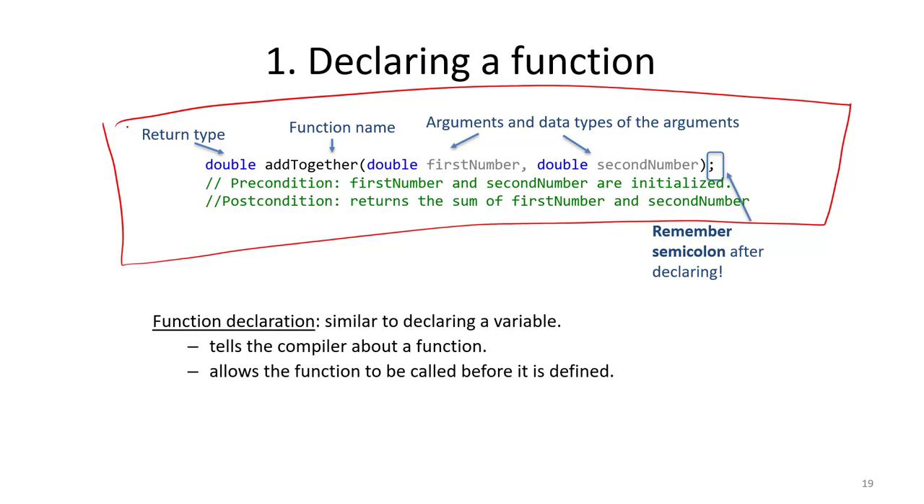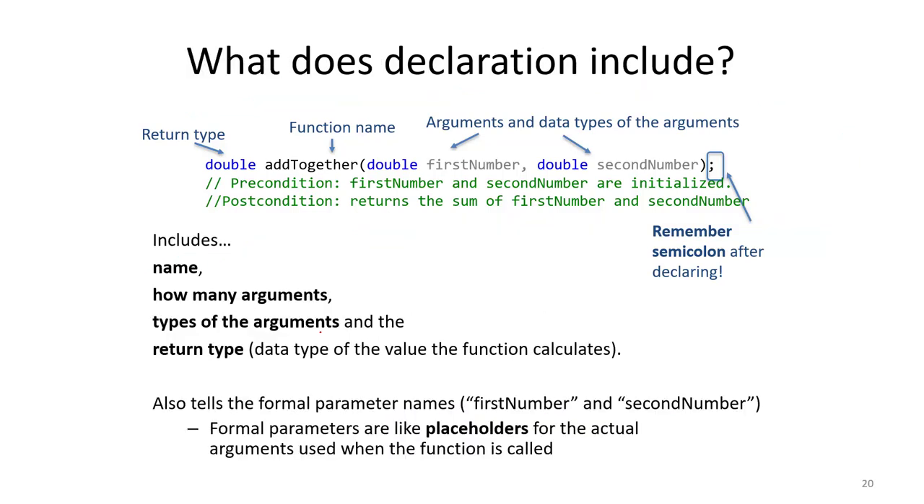Once again, as we mentioned, a function declaration is very similar to declaring a variable. And so we tell the compiler about our function, and as we mentioned before, this allows our function to be called before the function definition appears. So we could have the function definition listed at the end of our program after our main function, but we'd still be able to use our function at any point after the declaration. So let's take a closer look at the stuff inside this declaration.